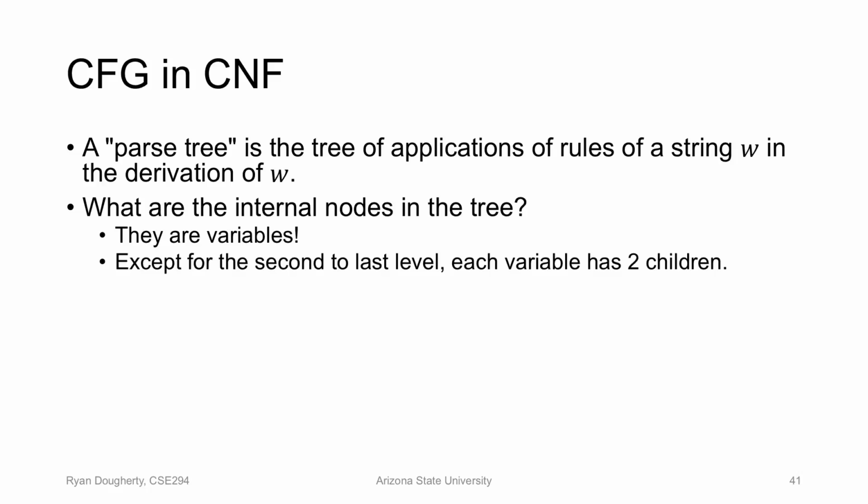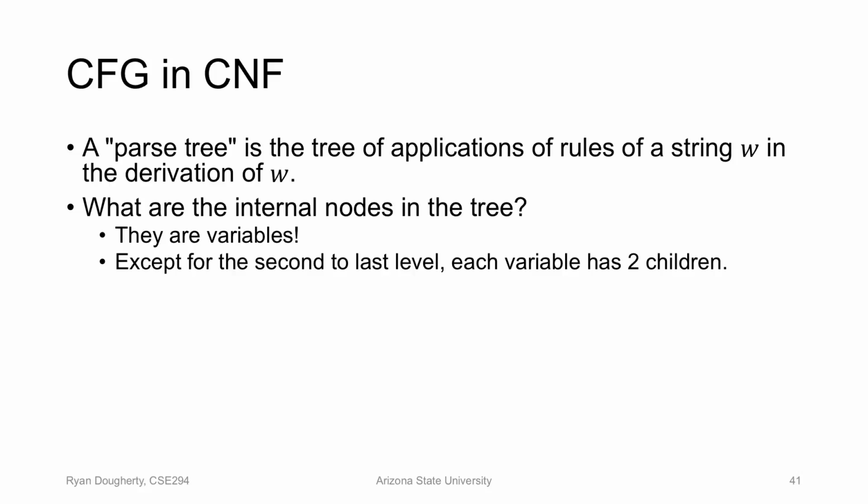Yeah, they are variables. Except for the second to last level. The leaves are, of course, the terminals that we're generating for the string. The second to last level are, of course, variables, but they're going to be generating all of the leaves of the string we want to generate. But all the other internal nodes, how many children do they have? Why do I say they have two children?